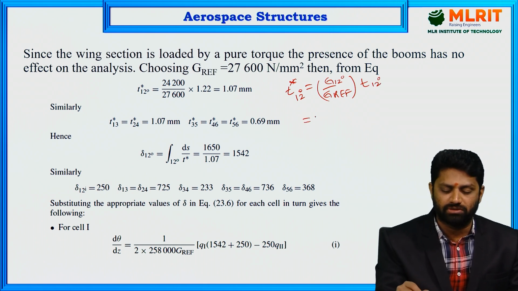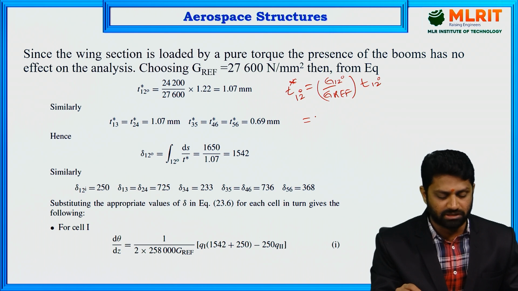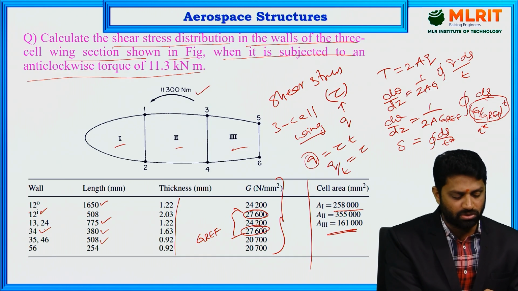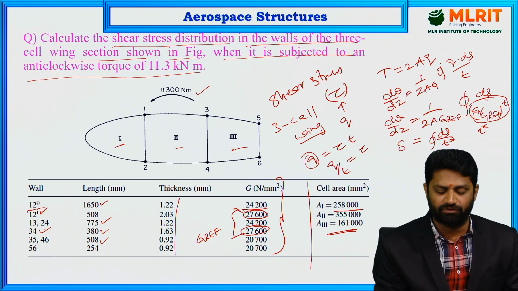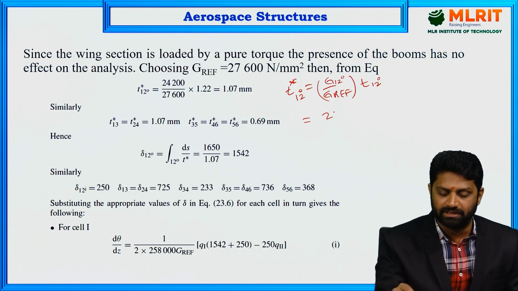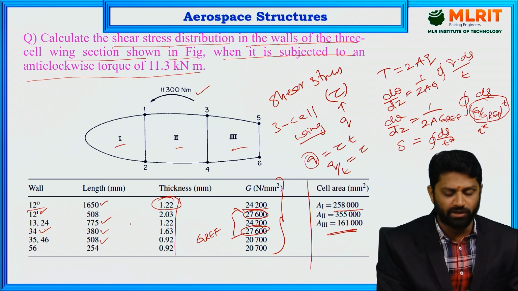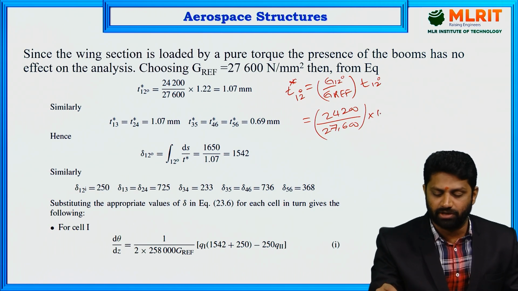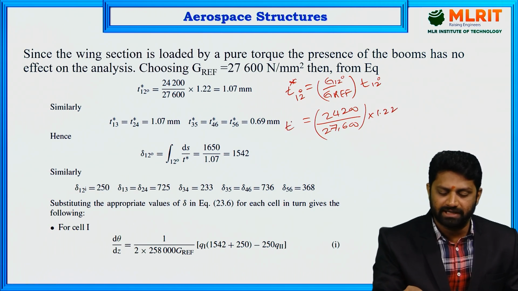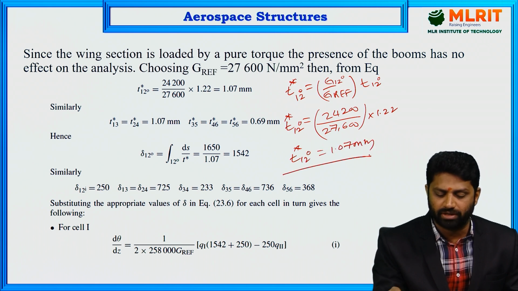So when you do this, G12, the modulus of rigidity for the 1-2 outer wall, is 24,200. So we write 24,200 divided by the reference value, which we consider as 27,600, into its thickness. The wall thickness is given as 1.22, so we write 1.22. So we get T star, the modulus weighted thickness for the outer wall. T star outer wall equals 1.07 mm, which you got here.